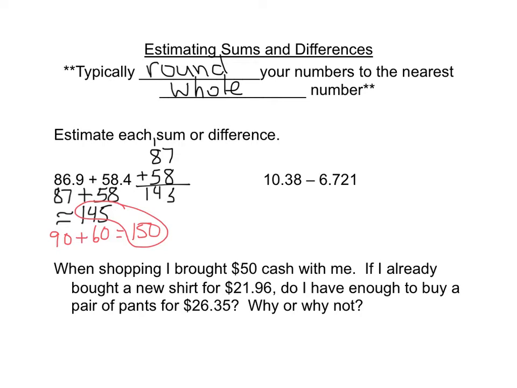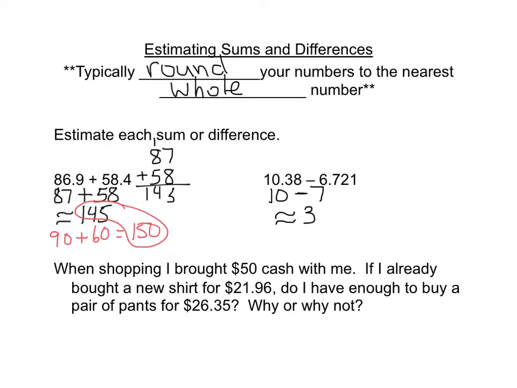Now to find the estimated difference, we can just round to the nearest whole number again. 10 and 38/100 would be about 10. 6 and 721/1000 would be about 7. So 10 minus 7 would mean our estimate would be about 3.